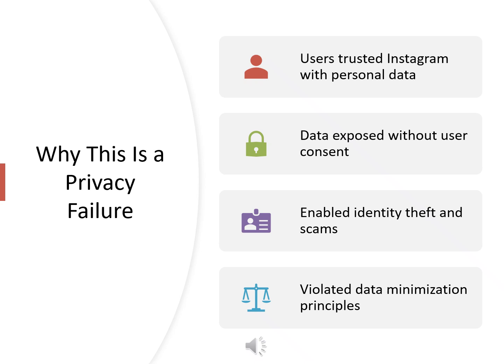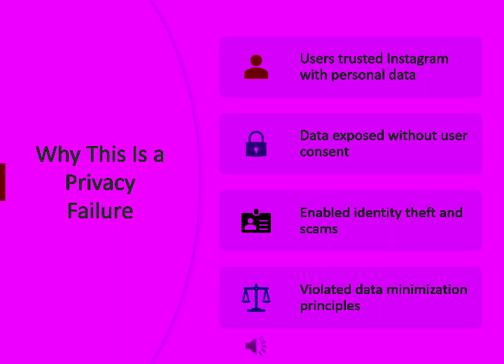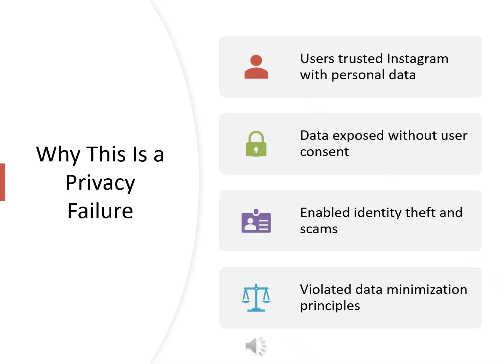Users trust Instagram to protect their personal information, but this exposure occurred without user knowledge or consent. Even though passwords were not leaked, personal metadata can still enable identity-based attacks. The incident violated fundamental privacy principles, including data minimization and user protection by design. It also weakened user trust, which is difficult for platforms to rebuild once lost.